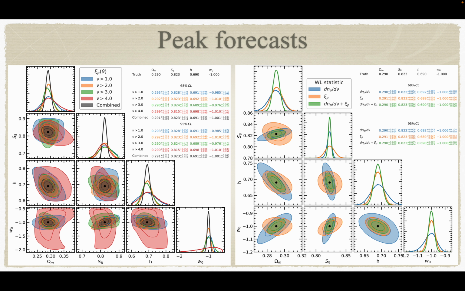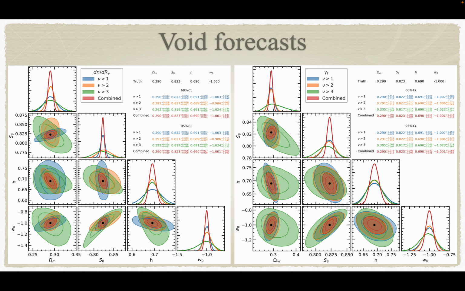And similarly, you can see how combining the two gives us these green contours, constraints from abundance plus clustering, which is significantly tighter than any one of them on their own.